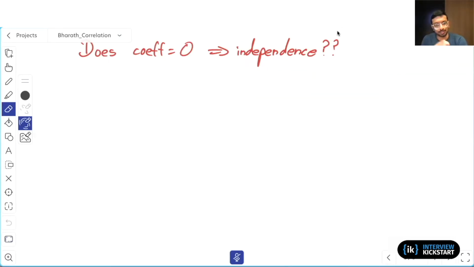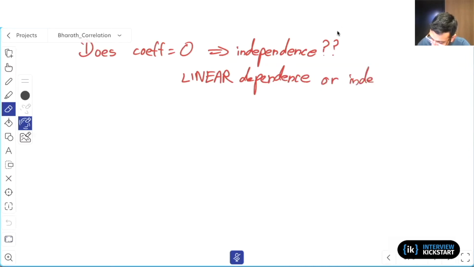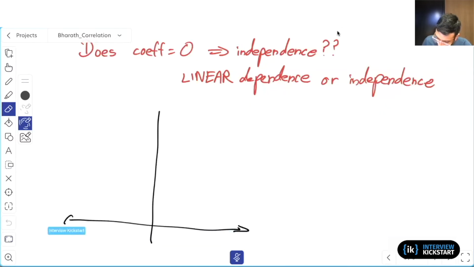One thing we need to keep in mind when we're talking about correlation coefficient, when we're talking about dependence or independence, is that we're talking about a linear dependence or independence. And this should give us a clue. So let's pick an example. Let's take a curve that looks like this. Let's take the equation y is equal to x squared.